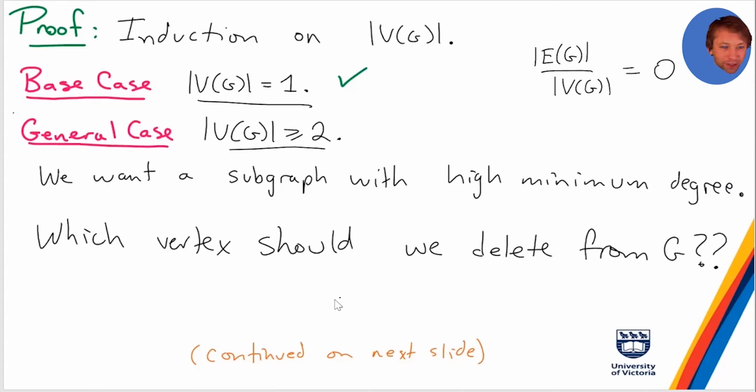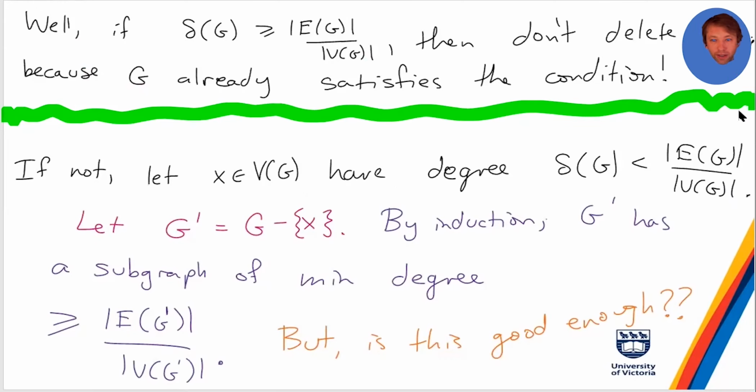Right, and we've already answered this question, which vertex should we delete? It's the one with smallest degree. So, one kind of silly thing is, if you already have minimum degree at least the number of edges over the number of vertices, you'd be a bit silly to delete anything because it already satisfies the condition. So don't delete anything. Otherwise, take a vertex of the smallest degree, which is less than this value, our target value, and let G prime be the graph I get by deleting the vertex X from G.